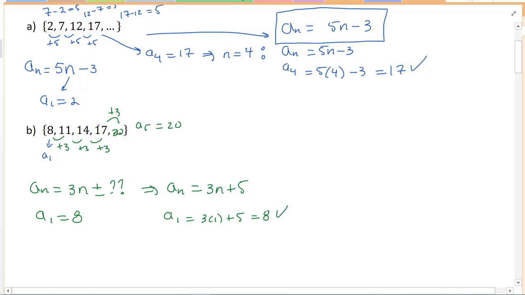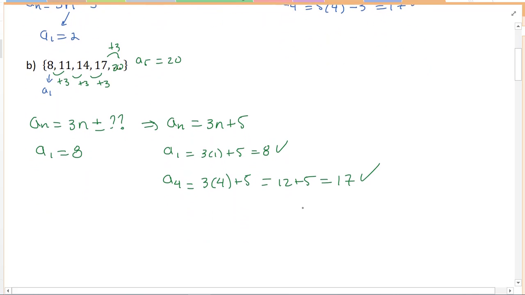Now pick another one, one that you were given. Let's look at 17 again. That's 1, 2, 3, 4, so that's when n is 4. So a sub 4 is 3 times 4 plus 5. Do we get 17? 3 times 4 is 12, plus 5. That is in fact 17. So it looks like my a sub n equal to 3n plus 5 works. So that is the formula.